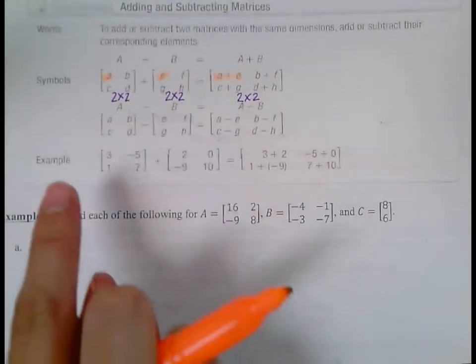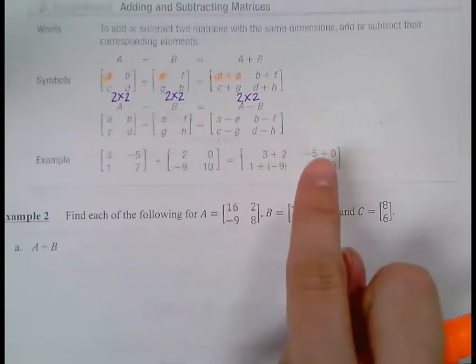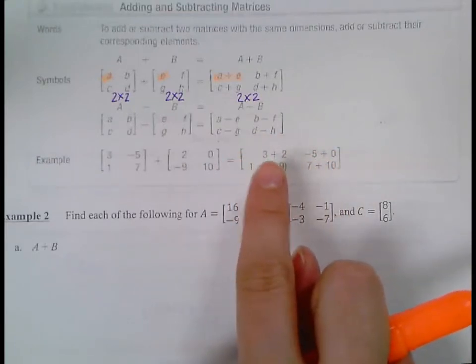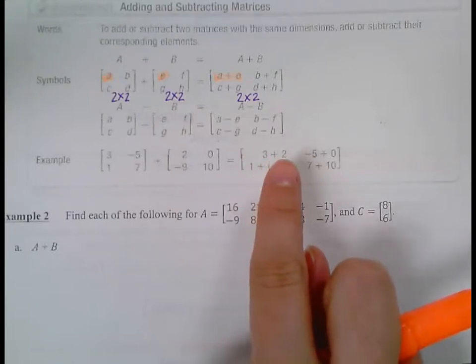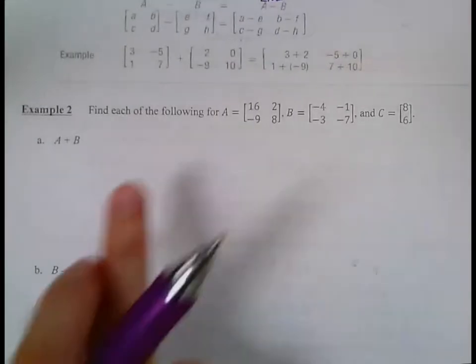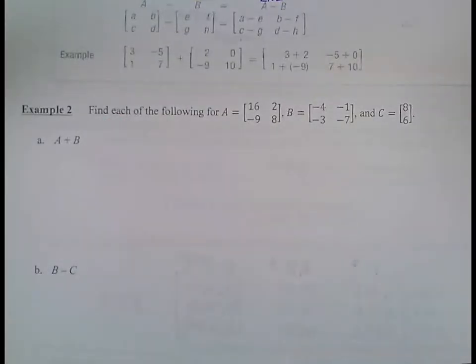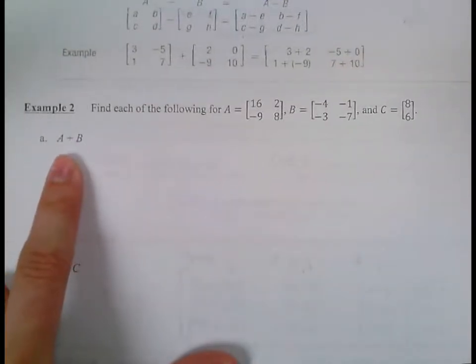And then it does give a specific example. They're just showing you here what's being added together. So just know you wouldn't leave it like this, like you would have 3 plus 2 is 5. You'd have 5 there. So we're going to go through some examples. So in example 2, it says for these matrices A, B, C, wants us to find the following, or if we can't find it, to state that we can't find it. So part A, we're adding A plus B.